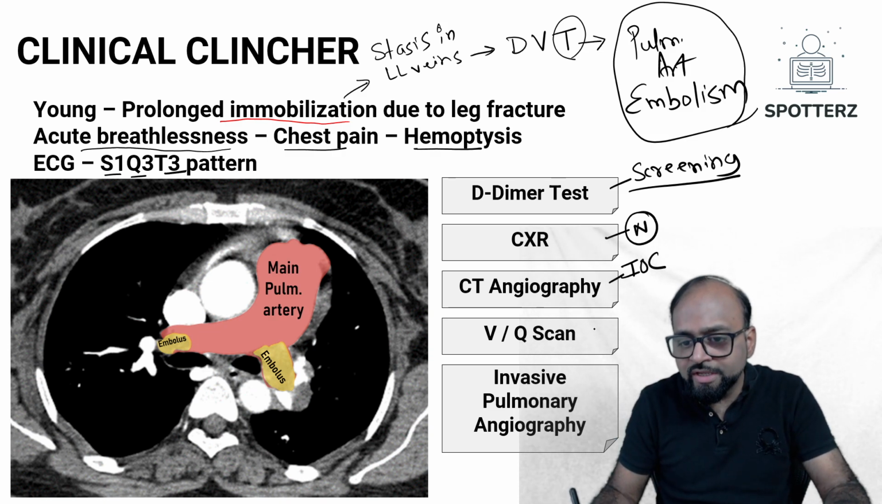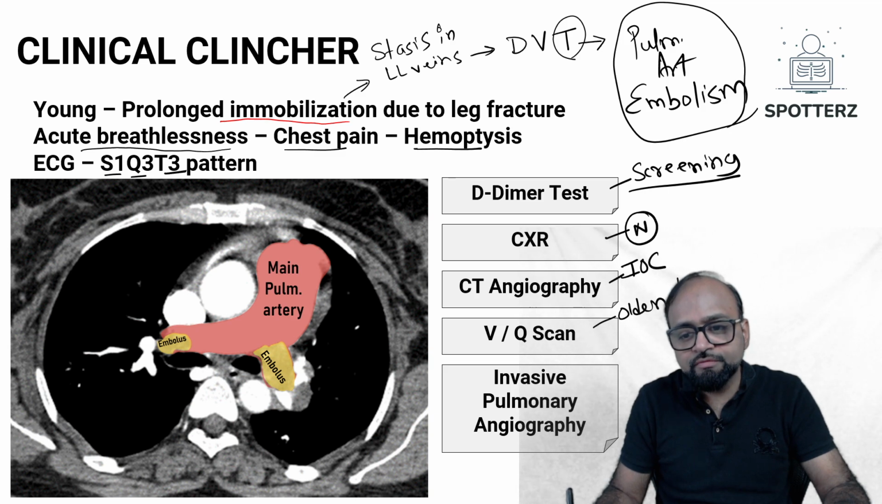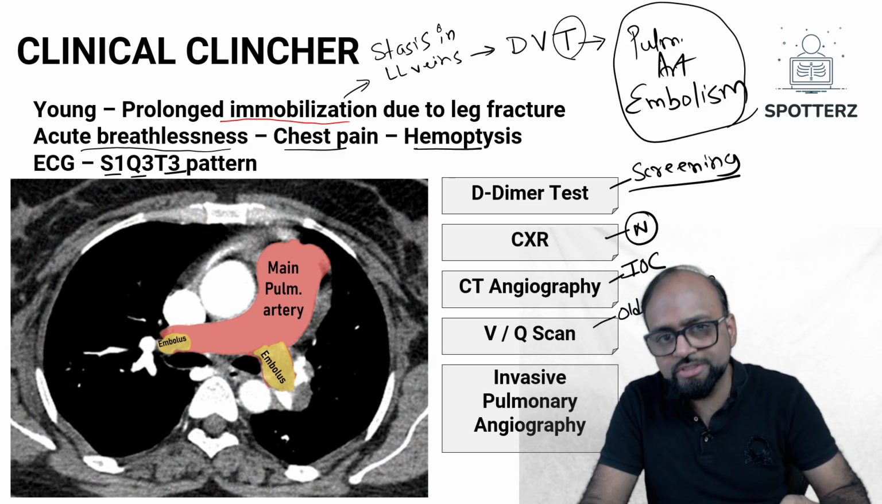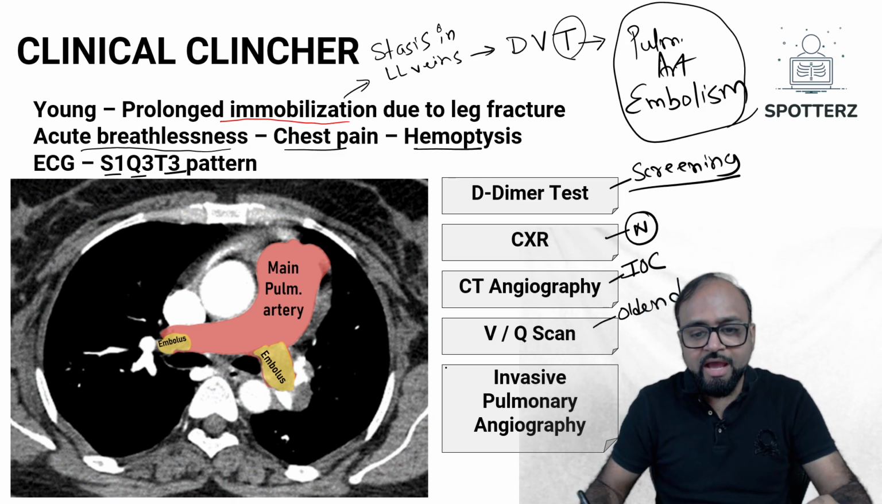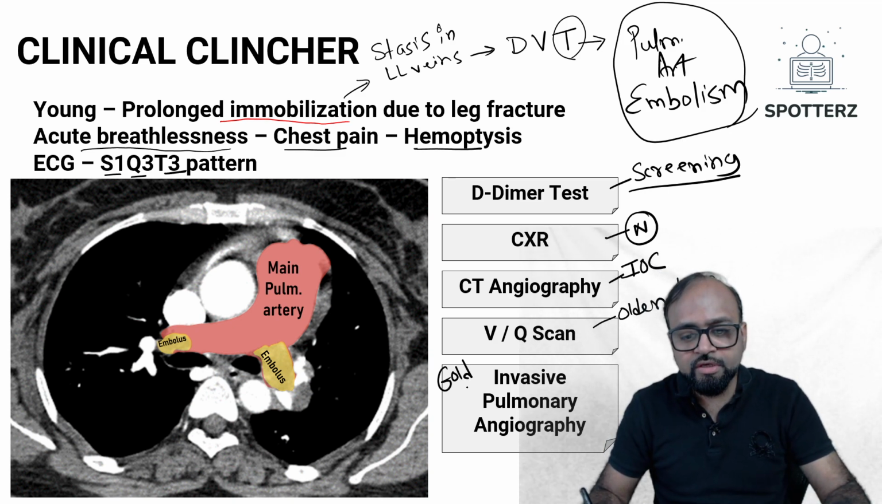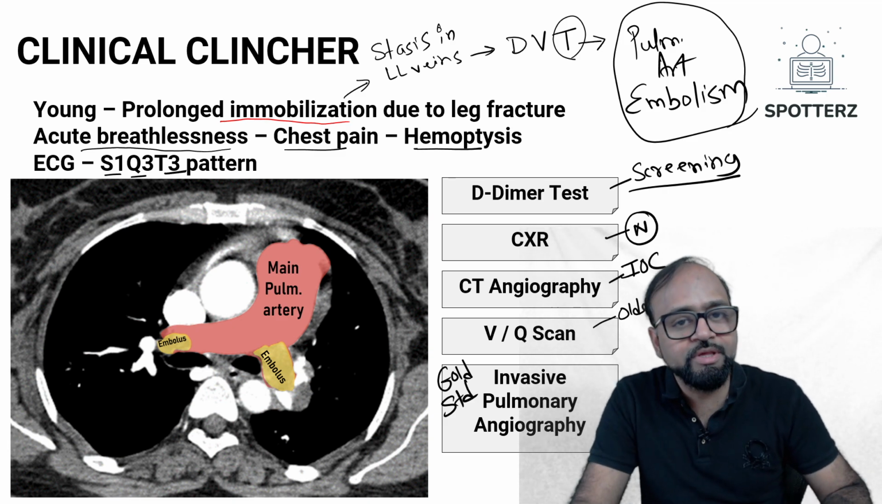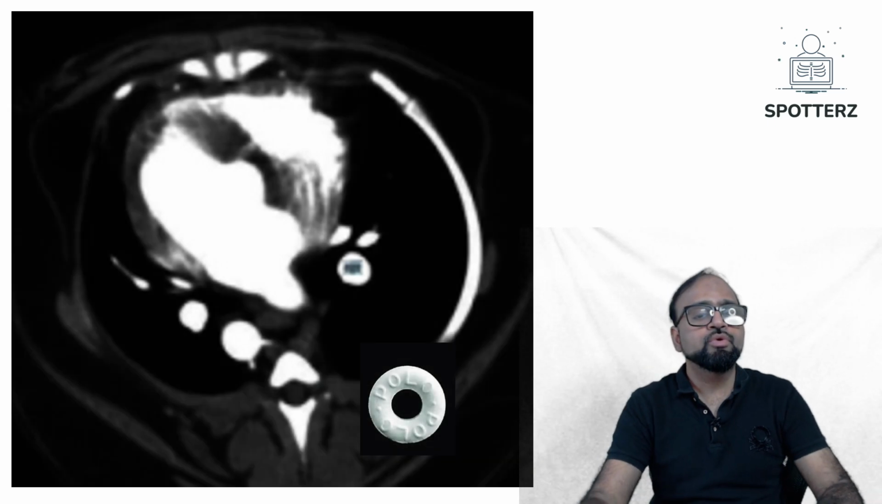In the olden days, this ventilation perfusion scan was done. We'll quickly discuss a few important concepts about the ventilation perfusion scan, and if they ask you what is the gold standard test for pulmonary embolism, it is going to be invasive pulmonary angiography. Right, now let us look at a few signs.